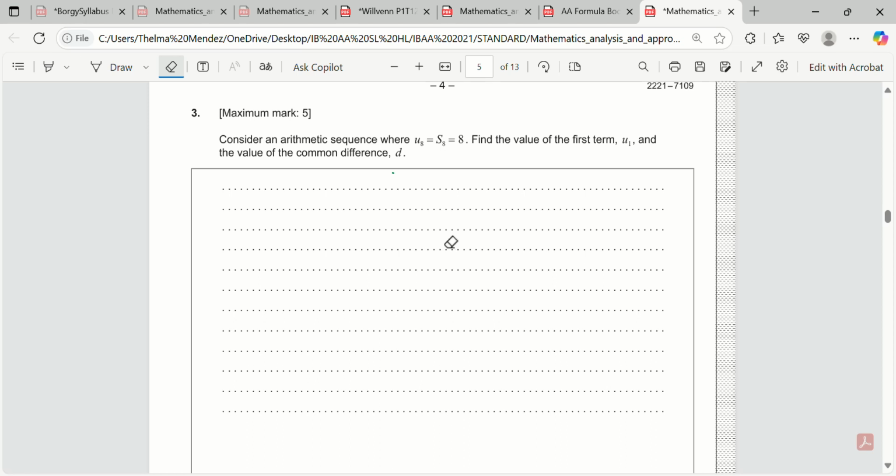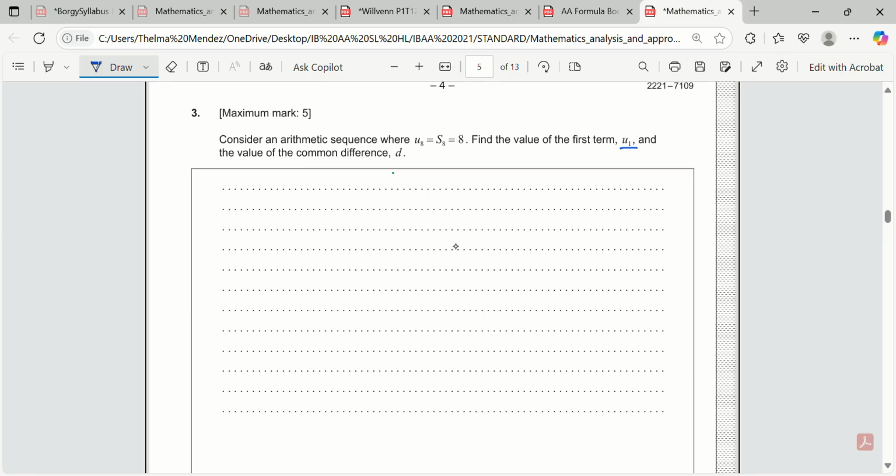Problem number 3. We have an arithmetic sequence where u sub 8 is the same as s sub 8, and that's equal to 8. Find the value of the first term and the common difference. So what we can do is use the formula for u sub n.